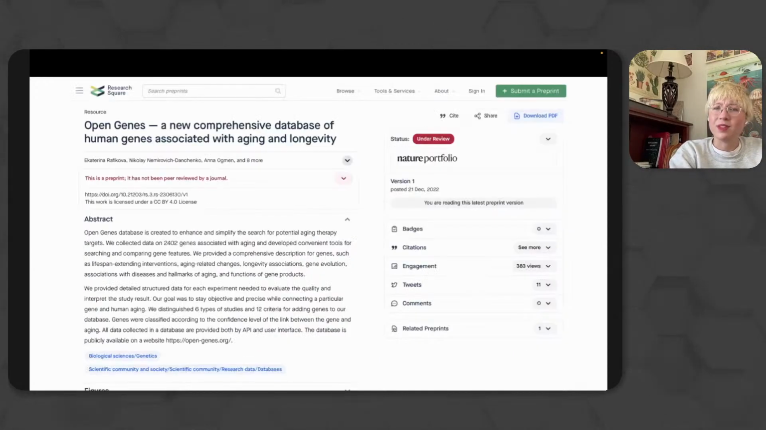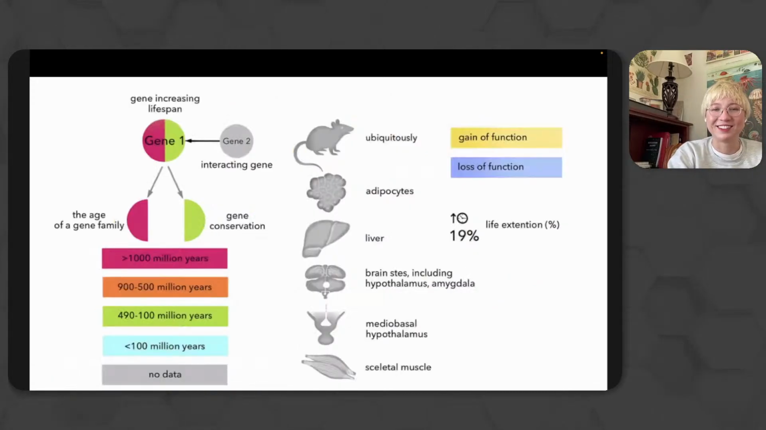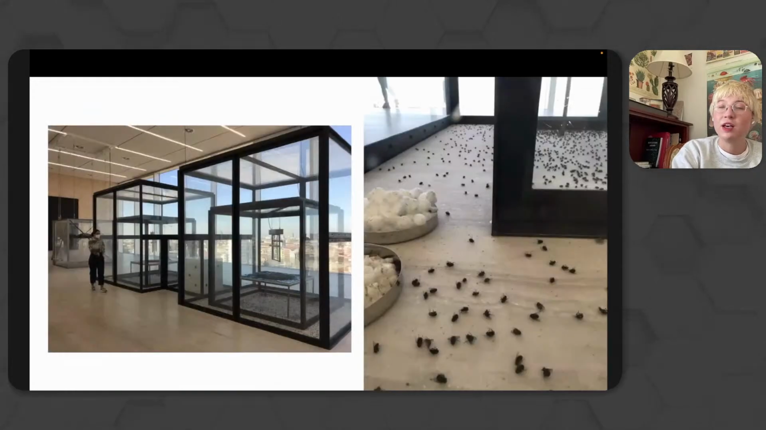So yeah, this is how we worked with the picture. Well, this is how the work started initially. So this is our OpenGenes database. We have a preprint about the database, and then these are the girls. These mice turned into girls later in the picture. So yeah, we first did these infographics for us.